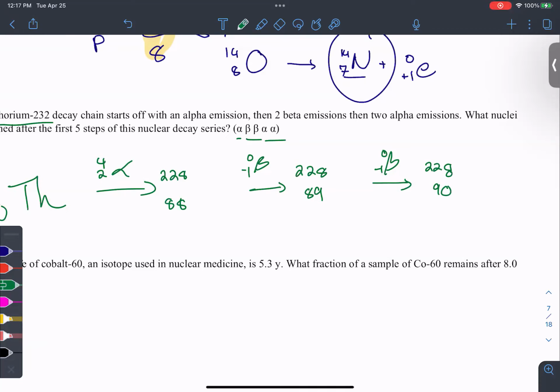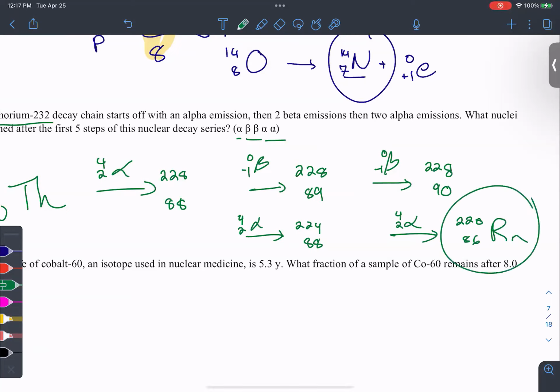And then what's next? 2 alphas. So an alpha would be 224 and 88 again. And then another alpha decay, and again, all of these emissions are products. Then it would be 220 and 86. What is that? 86. Radon, yay.